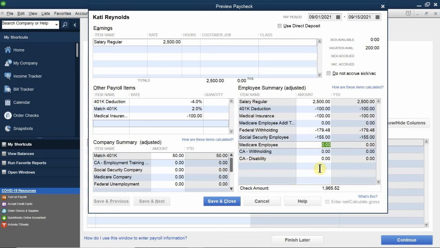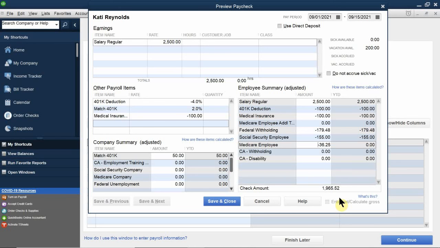That gives me a total of $155. Medicare, once again, is 2,500 times negative 0.0145, which gives me a total of $36.25. I don't know what California withholdings are. I don't know what this one is, but at the end of the day, this is what she's subject to, a grand total of $19.65. Obviously, I don't have the information for California. So that's how much she's going to get in the paycheck from us: she's going to receive a check for $1,965.